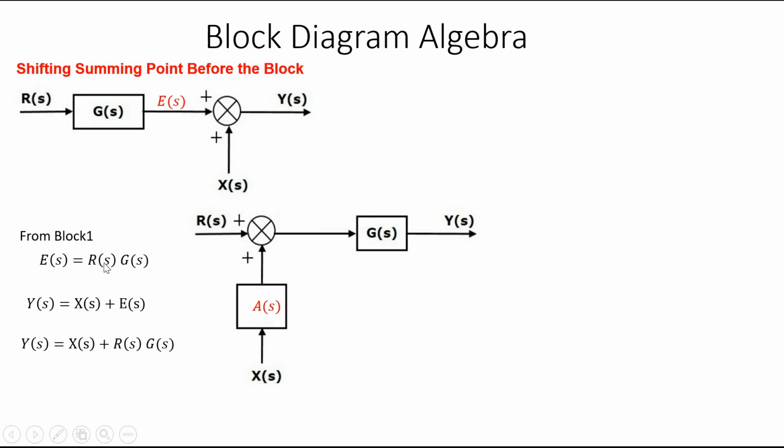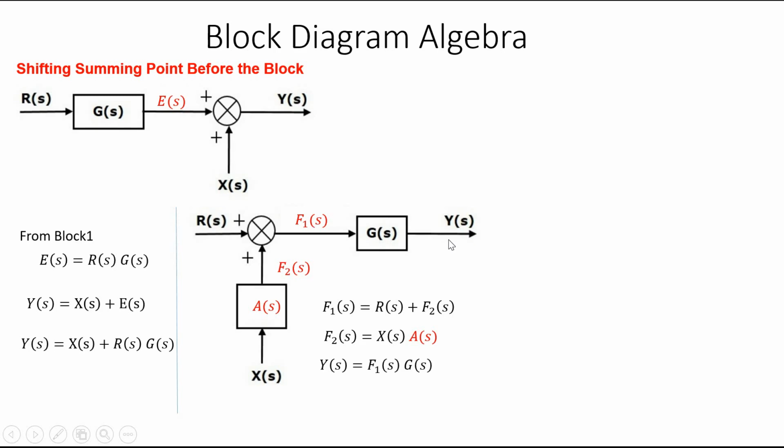And we can say this e(s) is r(s) into g(s), so we can substitute here. So it becomes x(s) plus r(s) into g(s). Let it be y(s) from this figure. Again we can find this from this also. For that, let the input of g(s) be f1(s), and the output of this a(s), which we have to find, be f2(s). Then f1(s) is equal to r(s) plus f2(s), the summation of these two signals, and f2(s) is equal to this input into this a(s).